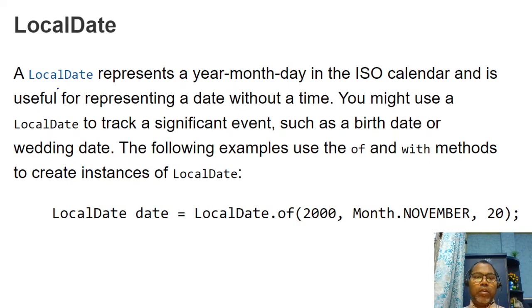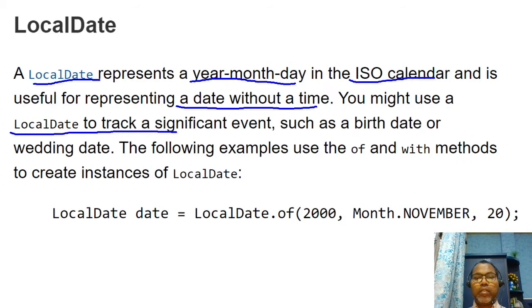LocalDate represents the year, month, and day. This is the ISO calendar, and it is useful for representing a date without time. So this class is not considering any time. LocalDate is used for significant events such as a birth date or wedding date, complete with a date where you only need the date and no time. In this scenario, we can use LocalDate.